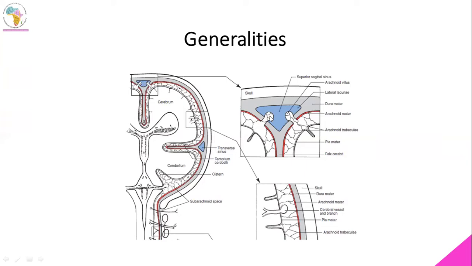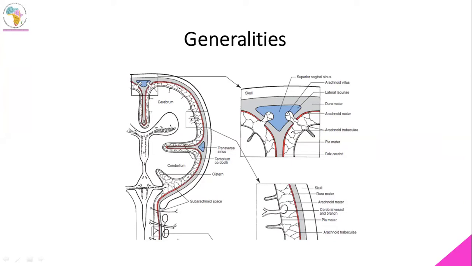We call it the dural sinus. So the dural sinus is usually at the base of a reflection of the dura, especially at the base of the falx cerebri, and this is called the superior sagittal sinus. And we have a dural sinus along the attachment of the tentorium cerebelli. We call it the transverse sinus. We have another sinus at the inferior edge of the falx cerebri. We call it the inferior sagittal sinus.